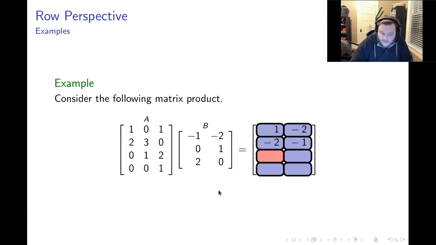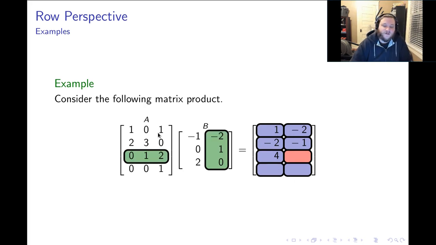Our next missing position is maybe in the 3, 1 position. For the 3, 1 position, we take an inner product of the third row of A with the first column of B. That inner product ends up being 4. Then to calculate the 3, 2 position, we take an inner product of the third row of A with the second column of B. That inner product ends up just equaling 1.